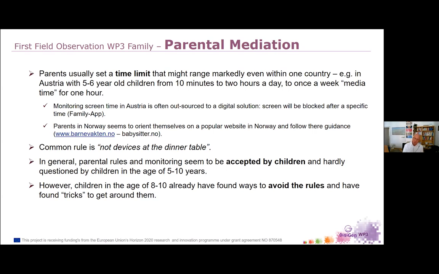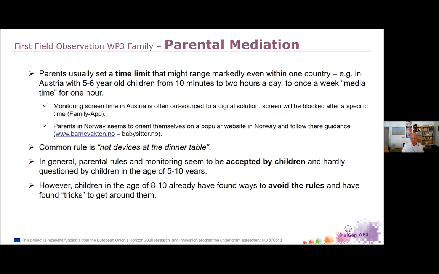In Norway, in interviews with parents, we see that there is a very popular website where parents get information about what would be good for children. It is pretty obvious that parents really trust that website, and that they try to bring these kinds of regulations and suggestions into their family, and ask for or give advice on screen time.